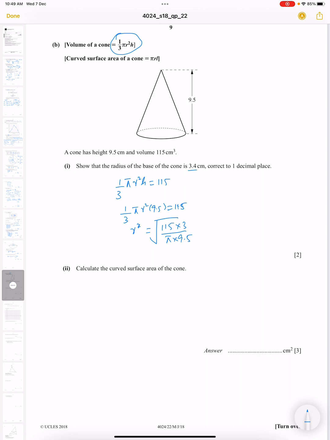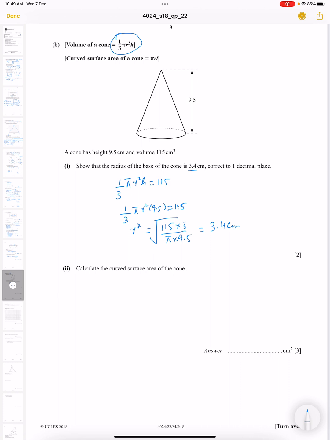So let me calculate this. 115 multiplied by 3 over π multiplied by 9.5, and it comes out 3.399. So up to one decimal place it will be 3.4 centimeters, the correct option.